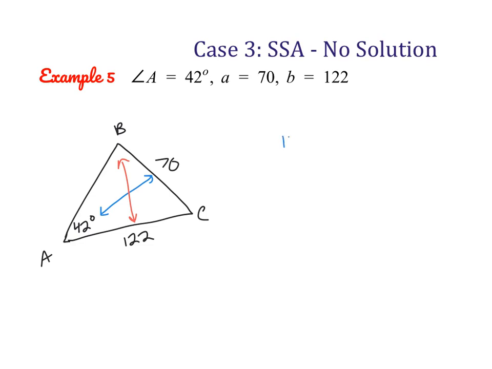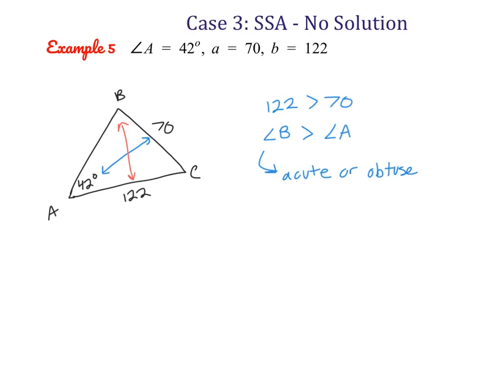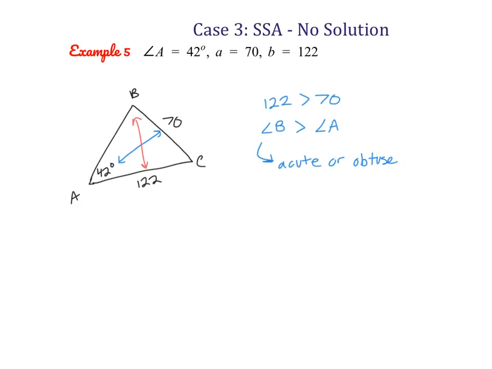Since 122 is larger than 70, we know that angle B is going to be larger than angle A. Again, since angle A is 42, that means that angle B may be acute or obtuse. So this tells us that we should definitely be on the lookout for a potential 2 solution case. But we also might get no solution, as you'll see in this problem. So let's set it up. The sine of B over 122 equals the sine of 42 degrees over 70.